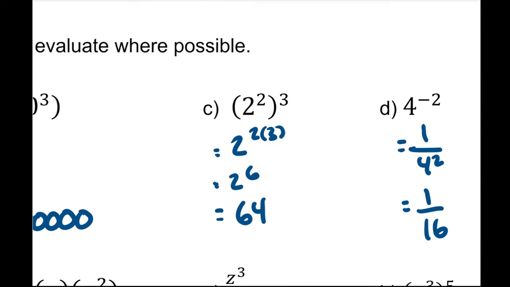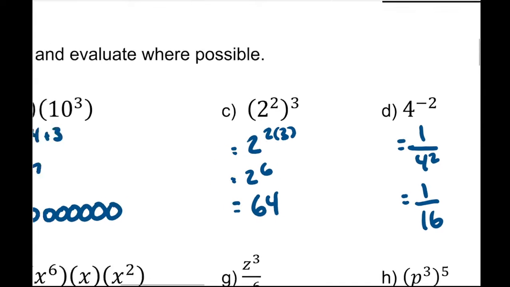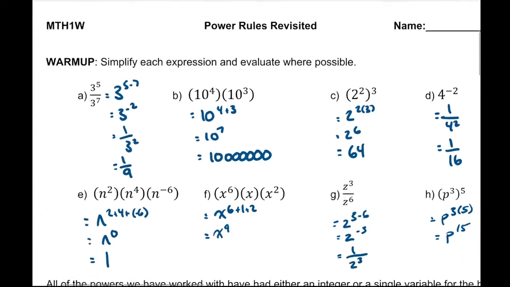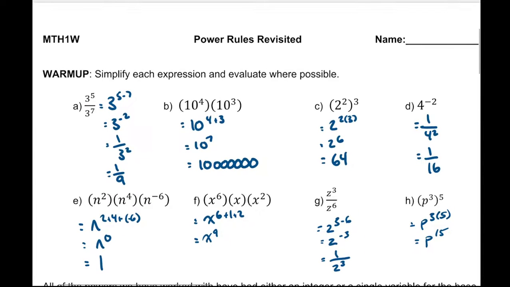In C, we have a power to a power. So this means we multiply our exponents. 2 times 3, we get 6. 2 to the power of 6 is 64. Again, a key thing to remember when you evaluate a power: the exponent does not mean multiply by 2 or multiply by 6. It means you're multiplying the base, or the large number, however many times the exponent says.